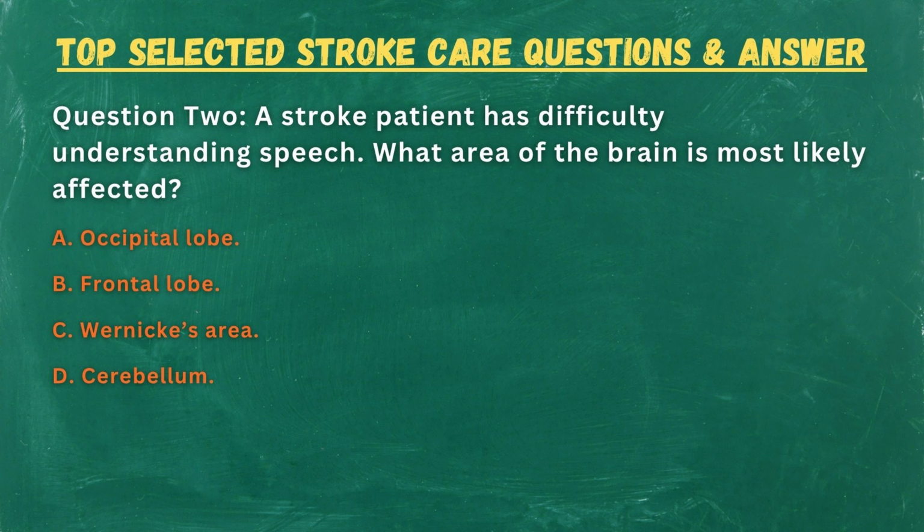Question 2. A stroke patient has difficulty understanding speech. What area of the brain is most likely affected? A. Occipital lobe. B. Frontal lobe. C. Wernicke's area. D. Cerebellum. Answer: C. Wernicke's area.